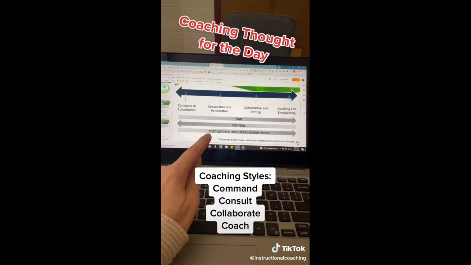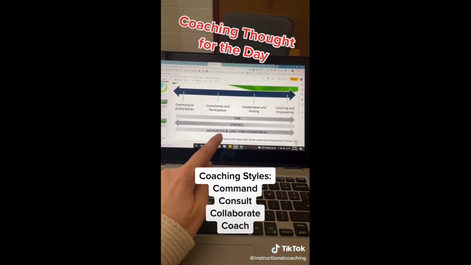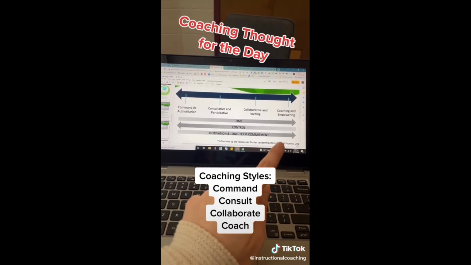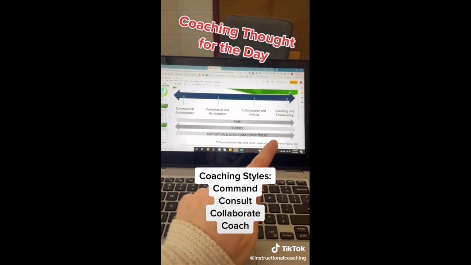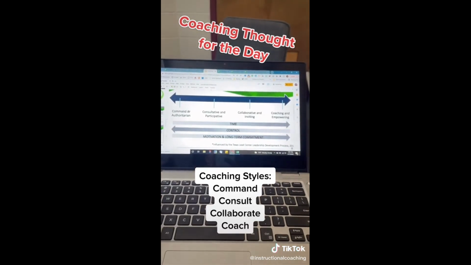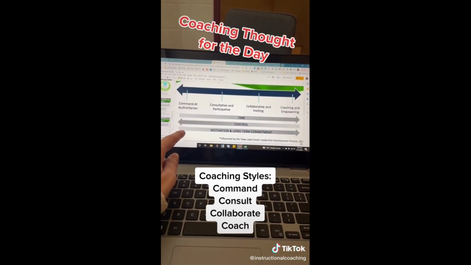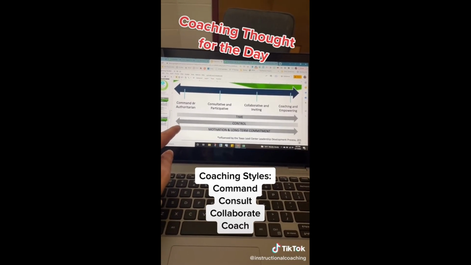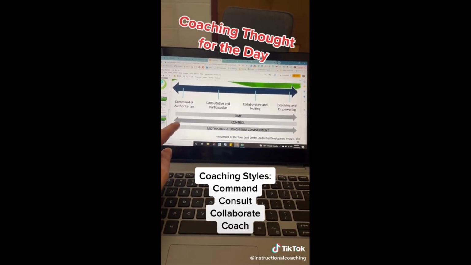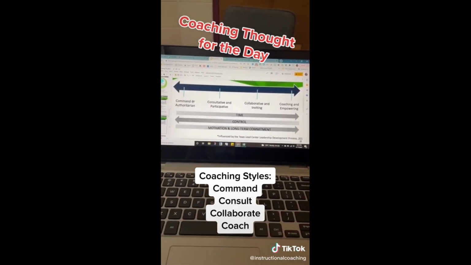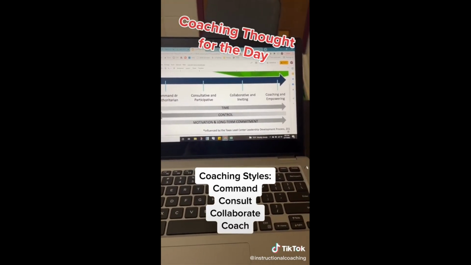And here's the really interesting piece. Motivation and long-term commitment. The right side is where it's all at for ensuring that somebody takes what you're doing and continues to use it and make a lasting change. The left side, if they're just being told what to do, they are probably not going to stick with that long term.